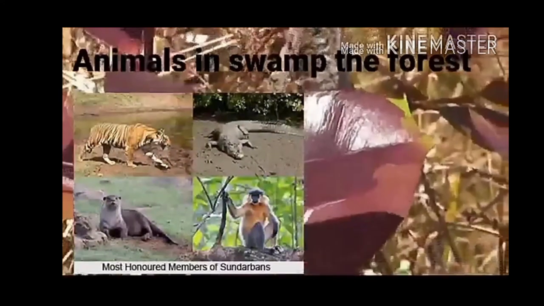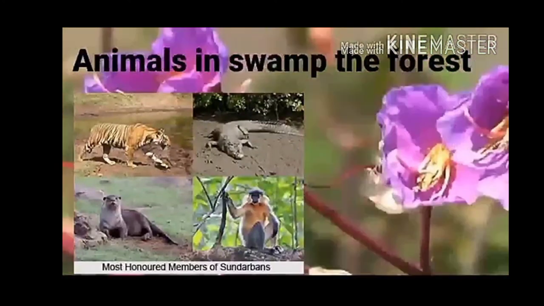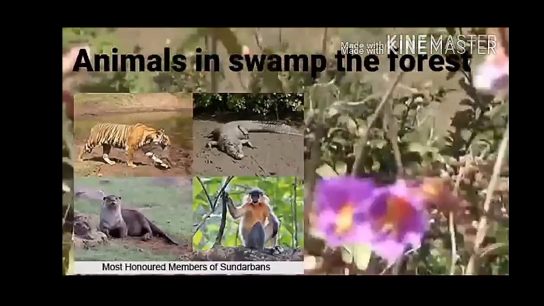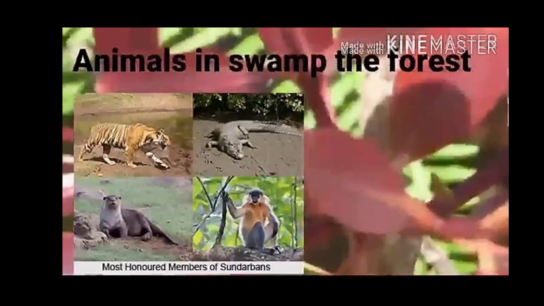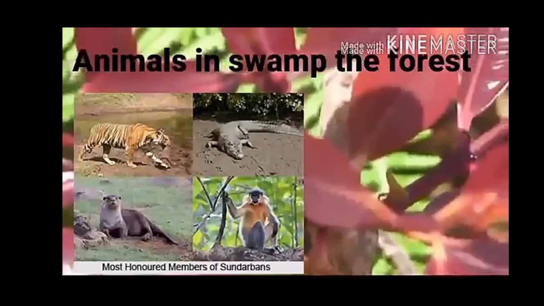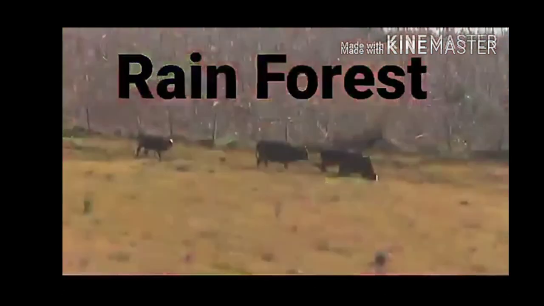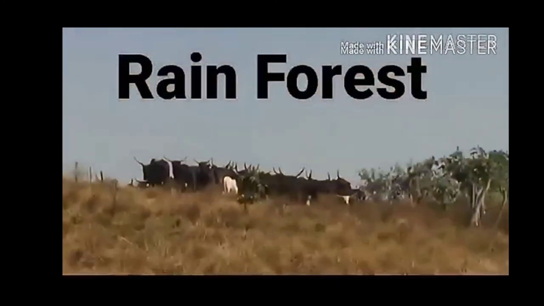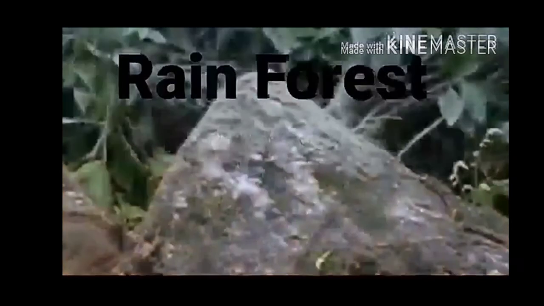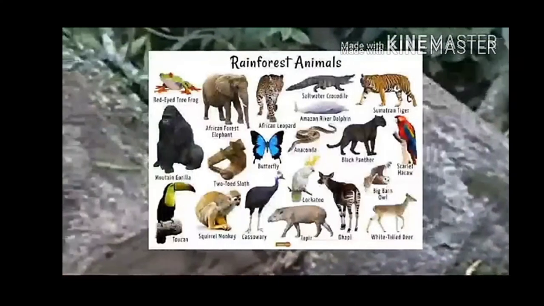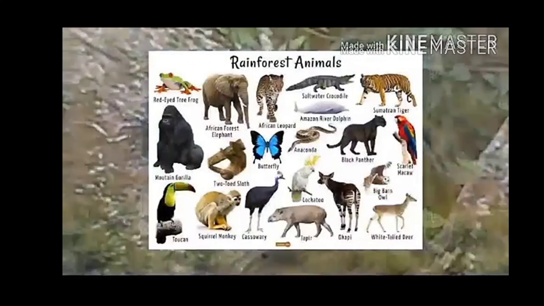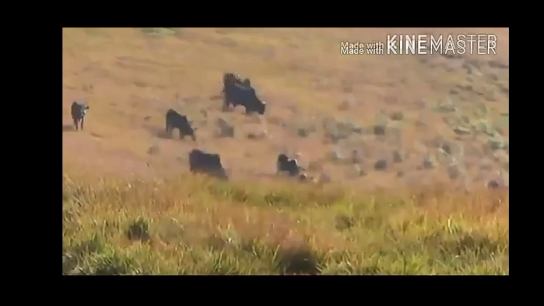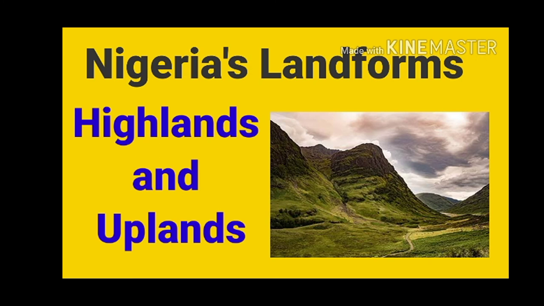Animals in the swamp forest: you see the tiger, crocodile, cheetah, birds, different butterflies, baboons, and monkeys. They are all in the swamp forest. Now let's talk about the rainforest. It is another area that is filled with rain. The rainforests grow in areas where there's a lot of rain. You can see the rainforest animals before you. There are lots of wild animals in the rainforest, and you have iroko, mahogany, obeche, and pepe as the trees there.